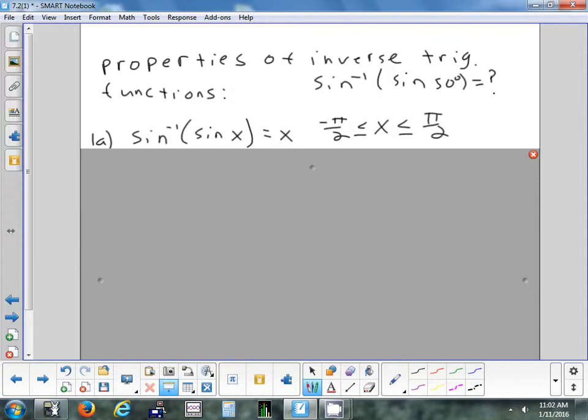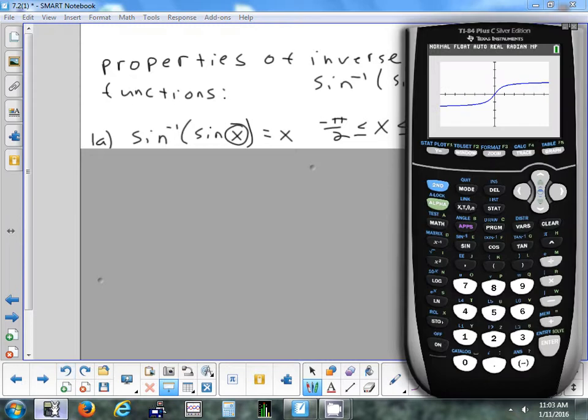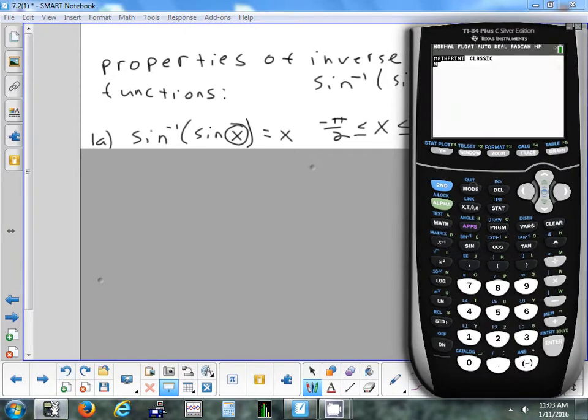Well, as long as this number is between negative 90 and 90, these cancel out. And the answer is whatever is right there. But that trick of inverse sine and regular sine canceling only works if you're between negative pi over 2 and pi over 2. Okay, let me show you another one. You can try it on your calculator.